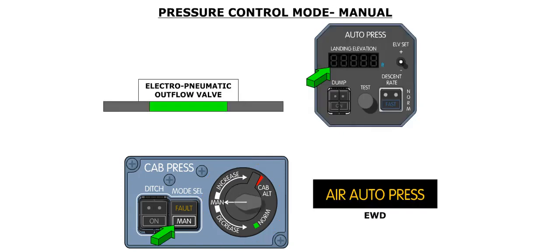The manual mode of operation is selected by releasing out the mode selection push button. When selected, the white manual caption illuminates in the push button, and an amber air automatic pressurization message is displayed on the EWD. In addition, the digits in the landing elevation window will extinguish, and the electro-pneumatic outflow valve closes.